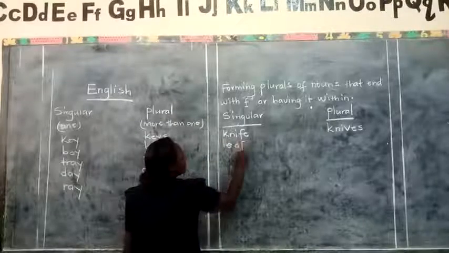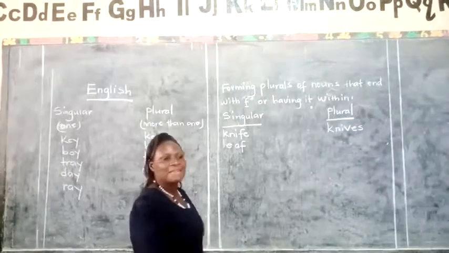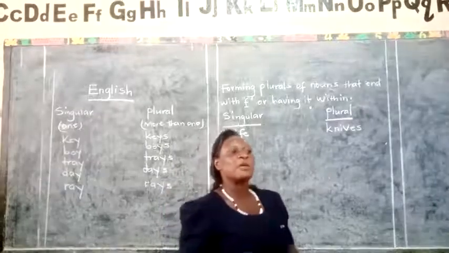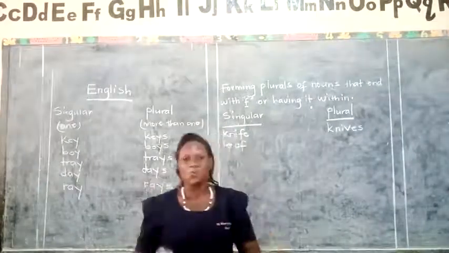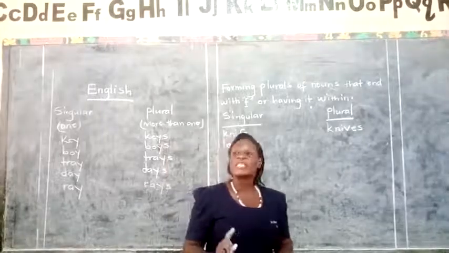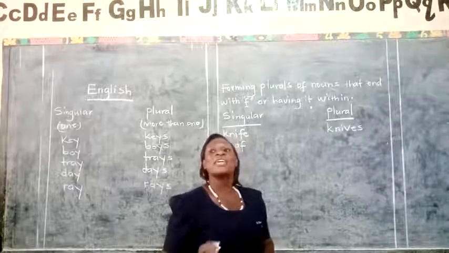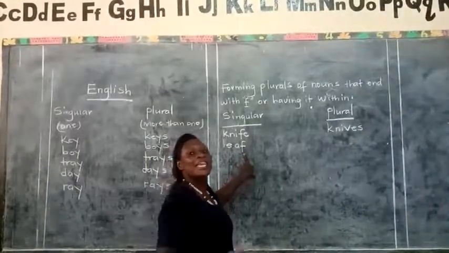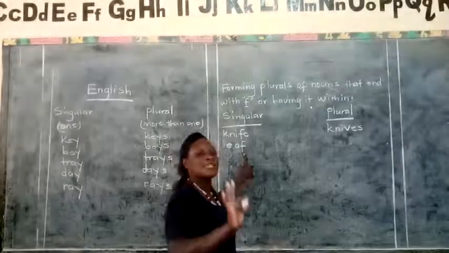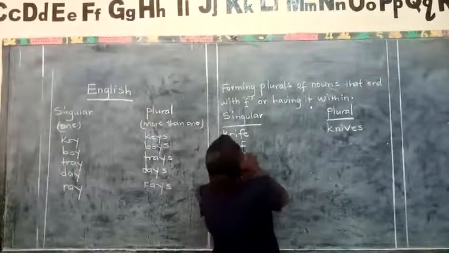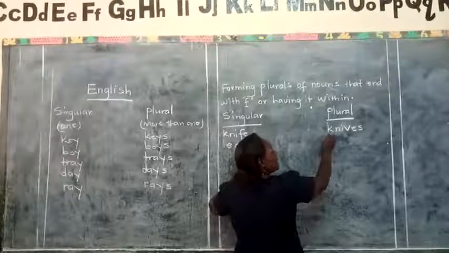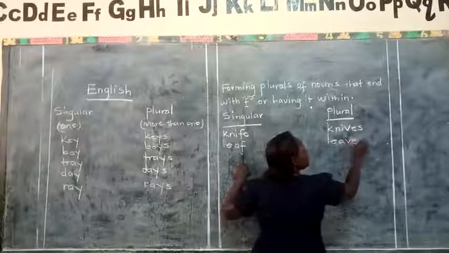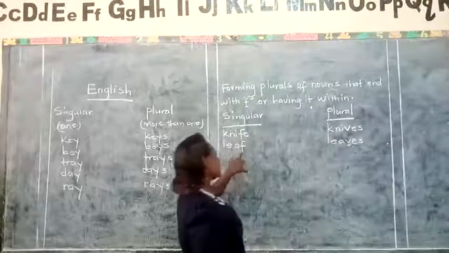We also have another noun which ends with the F. That is leaf. If it is one, we say leaf. What about when there are more than one? Do we say leafs? No, we say leaves. You hear, even when somebody is pronouncing it, we don't hear any F. Instead we hear V. So this one here, leaf, its plural form is going to be leaves.